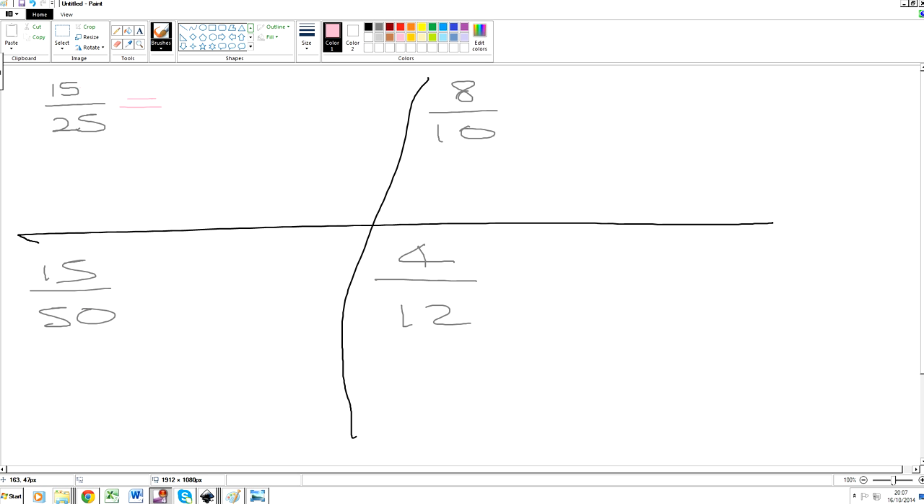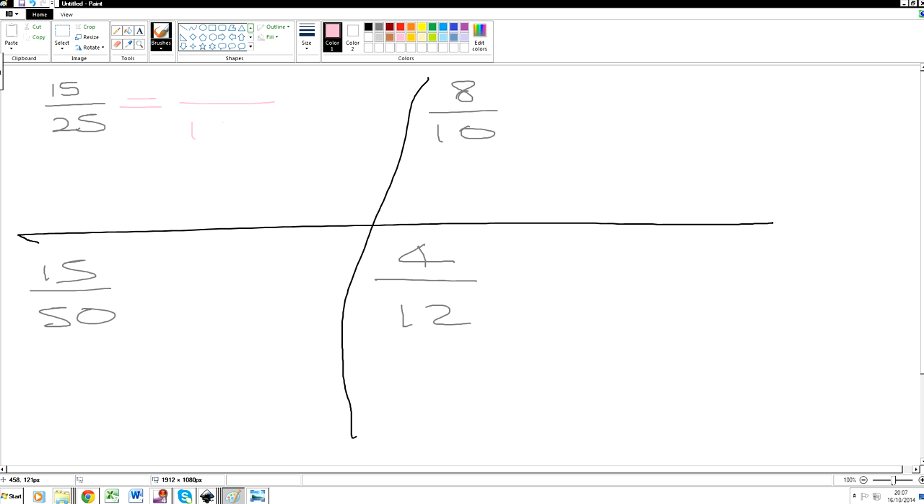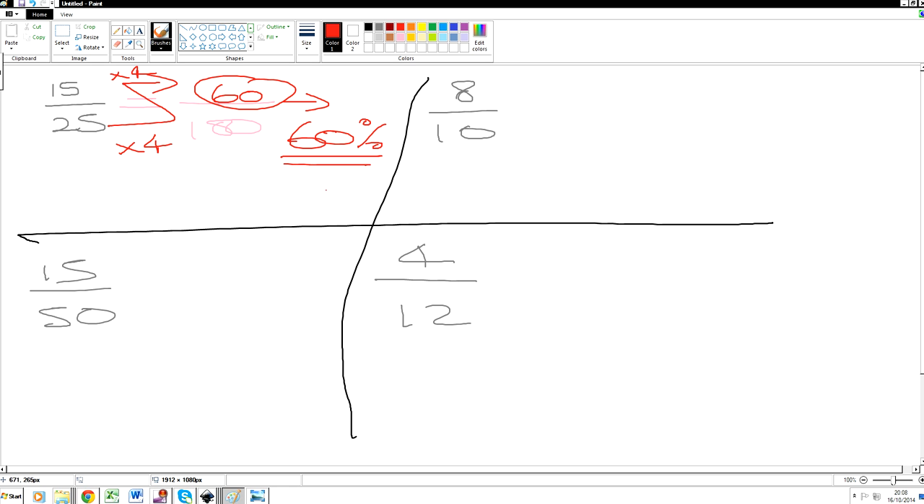Equivalent method, changing 15 out of 25 to a percentage. Make it equal to 100ths. So how do we change 25 to 100? What do we do to it? Times by 4. What we do to the bottom, we do to the top. So that gives us 60 over 100. So the answer is 60%. That's using the equivalent method because it's easy, because 25 is a factor of 100.